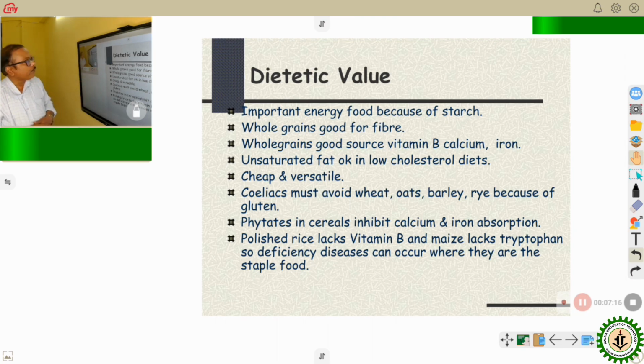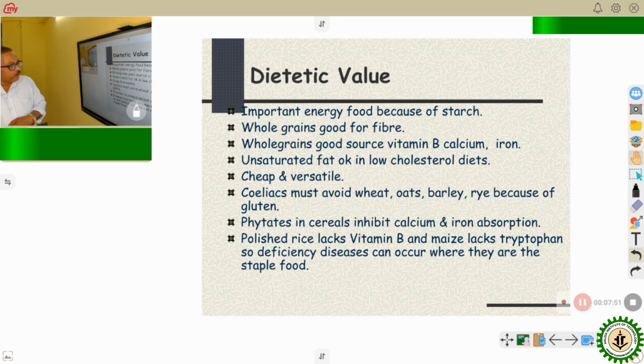Dietetic value: important energy food because of starch. Whole grains are good for fiber. Whole grains are a good source of vitamin B, calcium, iron, etc. Fibers are there, but if the milling is extensive, the fiber quantity is also lower. Unsaturated fat is good in low cholesterol diets. Cheap and versatile.